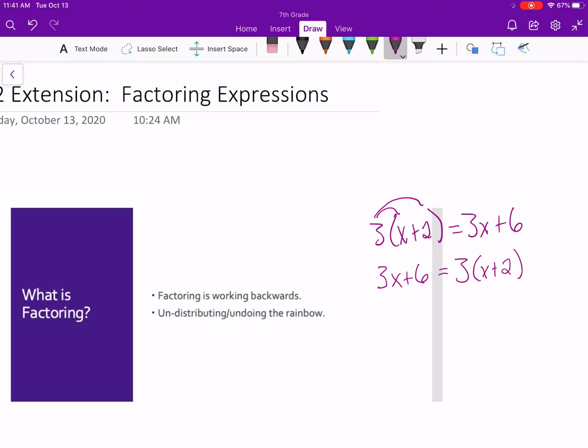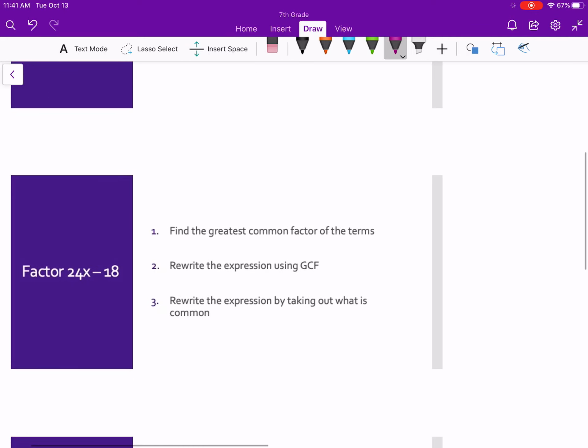So how do we do that? Okay, we want to find the greatest common factor of the terms. Sometimes they tell you what they want you to take out, and then we're going to rewrite it by taking out what's common. So 24x minus 18. We want to find the greatest common factor. Only one of them has an x, so there's no x in the greatest common factor.